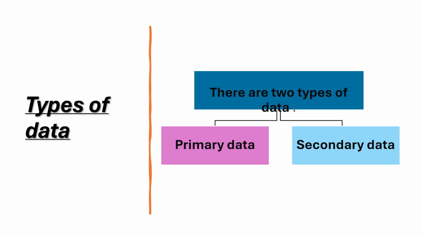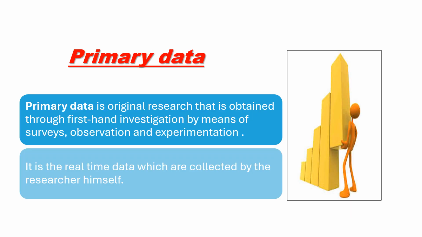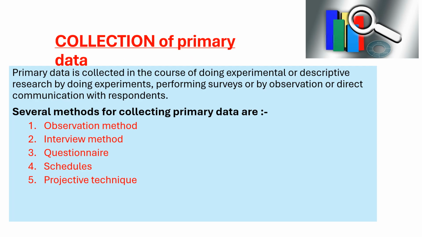Types of data. There are two types of data: primary data and secondary data. Primary data is original research that is obtained through first-hand investigation by means of surveys, observation, and experimentation. It's real-time data which is collected by the researcher himself.